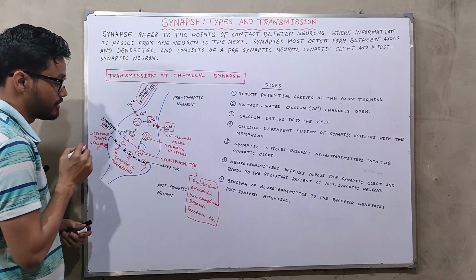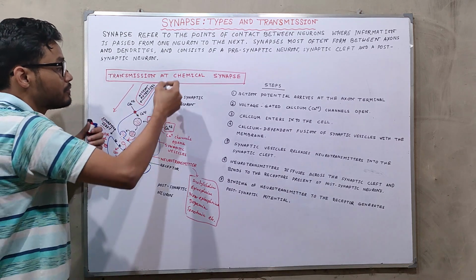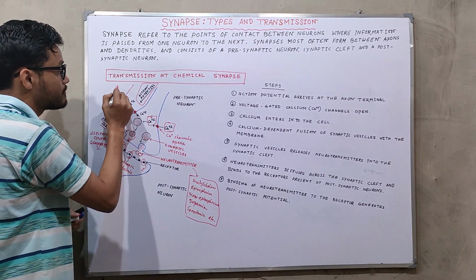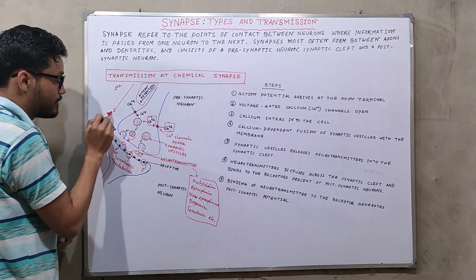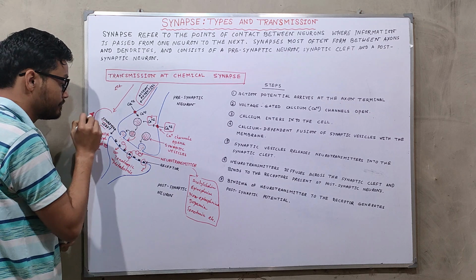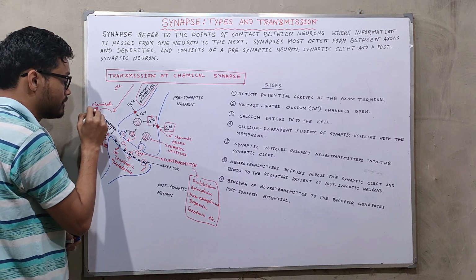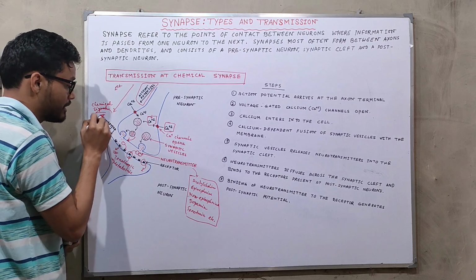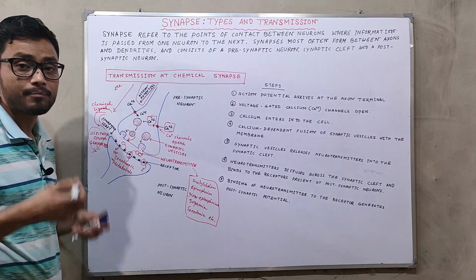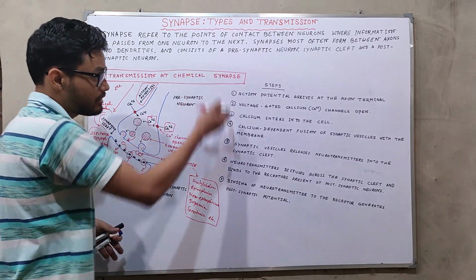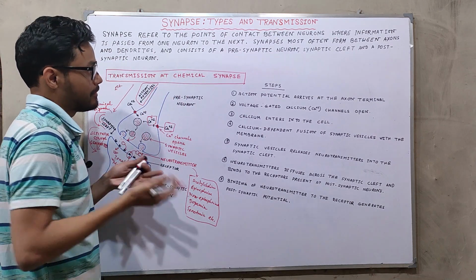So basically, the electrical signal comes along the axon of the first neuron. This is the first neuron. It is converted into a chemical signal in the synaptic cleft, and again it is converted into an electrical signal in the postsynaptic neuron. So these are the steps of transmission at a chemical synapse.